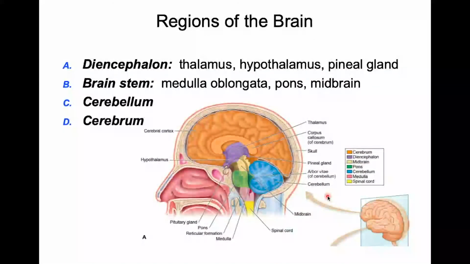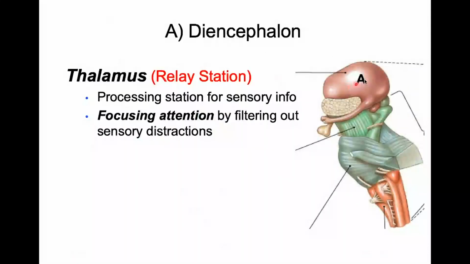Okay, so now moving deeper, we're going to take a look at the regions of the brain. Starting here with the diencephalon, which is this purplish region located at the top of the brain stem. And then off the posterior aspect of the brain stem, we have the cerebellum. And then making up the bulk of what you typically think of when you think of the brain is the cerebrum. So first off, the diencephalon is made up of 3 main structures. You have the thalamus, the hypothalamus, and the pineal gland.